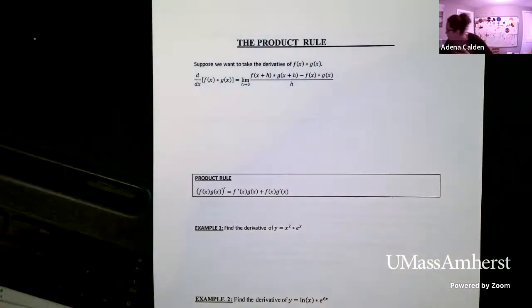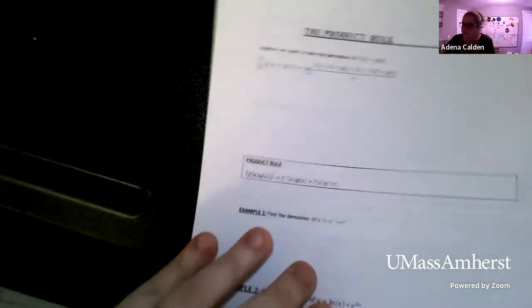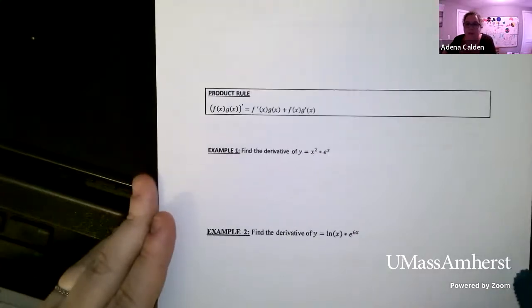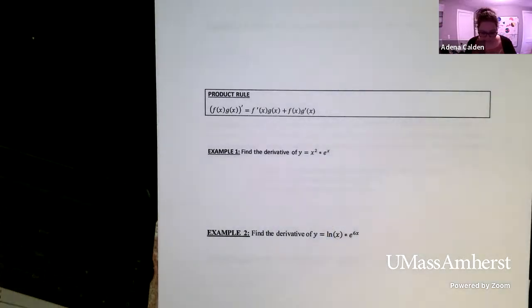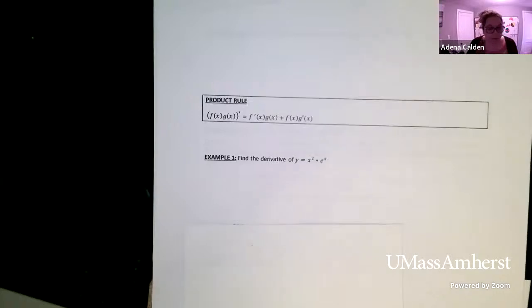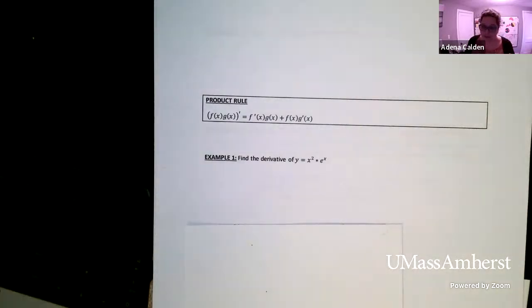I'm going to raise this up a little bit. I think it'll be a little easier to see. Okay, so we can see how we're going to apply this formula. We're going to start with this example, x squared times e to the x. The very first thing we need to do is determine that we have 2 functions multiplied together.